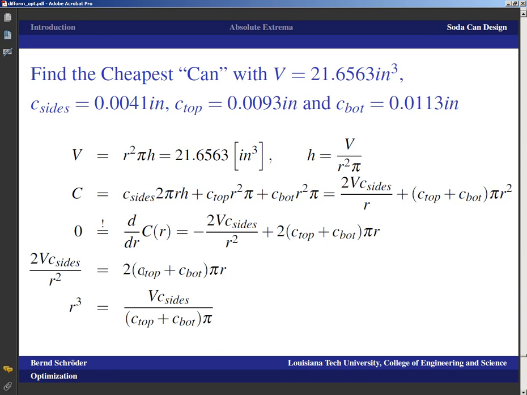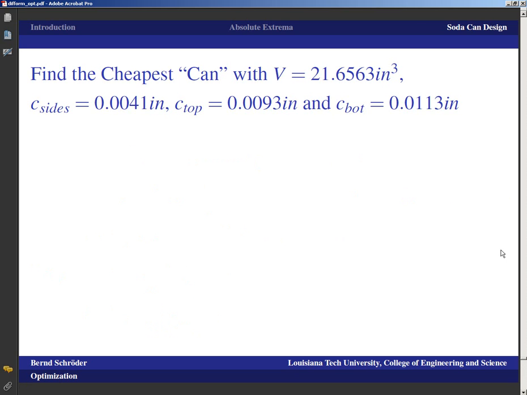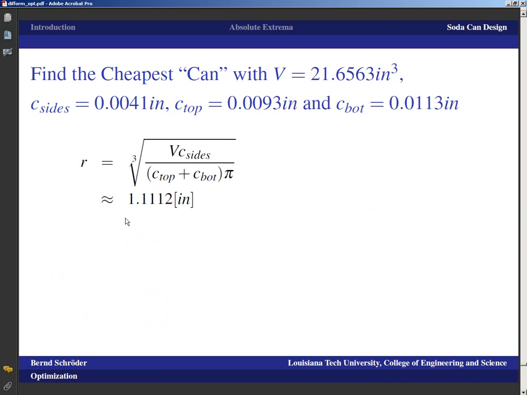Yes, and then you just divide by the c top plus c bottom times pi to end up with r cubed being equal to volume times the cost of the sides divided by the cost of the top plus the cost of the bottom times pi. And well, now we can just plug in numbers, right? Here's the stuff from the previous slide, and I just stuck in the numbers directly and used the computer. That ended up being approximately 1.1112 inches.